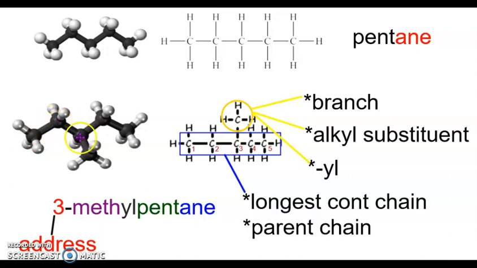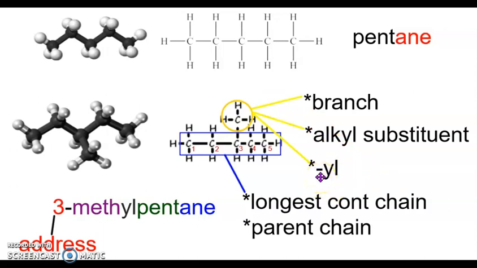Now, if we have a look at this example, we have a continuous chain, which is 1, 2, 3, 4, 5, but we have this branch over here, and that branch is also called an alkyl substituent. If it's made of carbon and hydrogens, we call it an alkyl substituent. This branch has a carbon and it's got 3 hydrogens on it. If it's an alkyl substituent, it ends in YL.